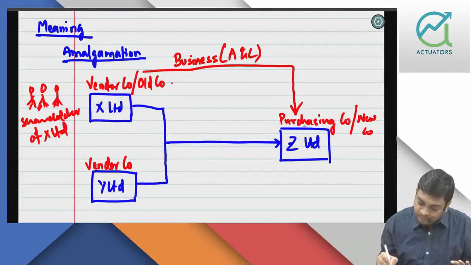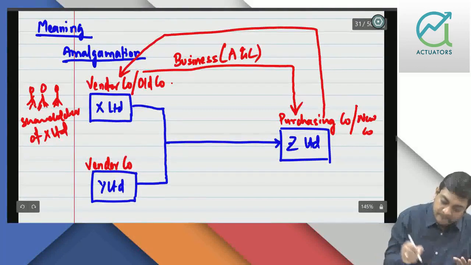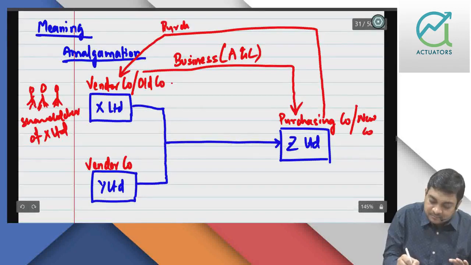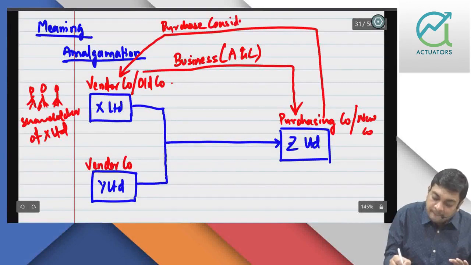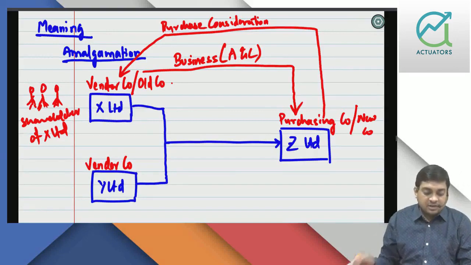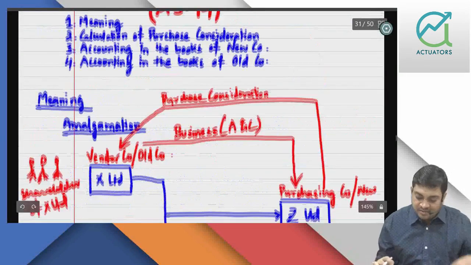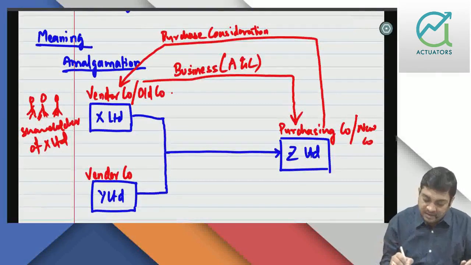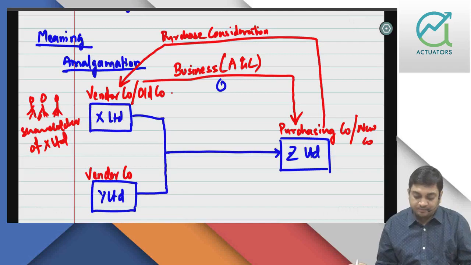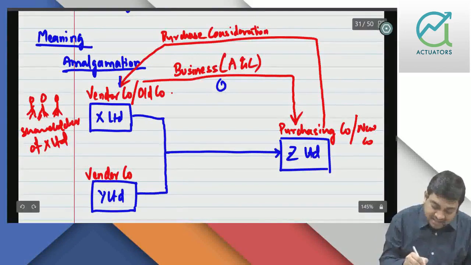So now Z Limited will give purchase consideration, right? Sir, what has happened? Simple. The very first point is X have transferred its business to Z Limited. Transferring business means transferring assets and liabilities. Right? In lieu of that, Z Limited is giving purchase consideration for the same.